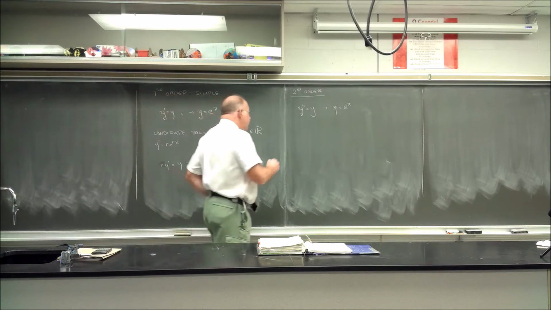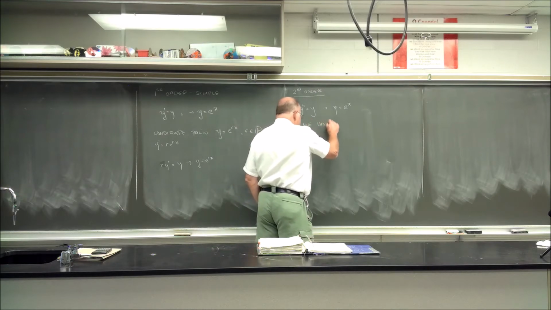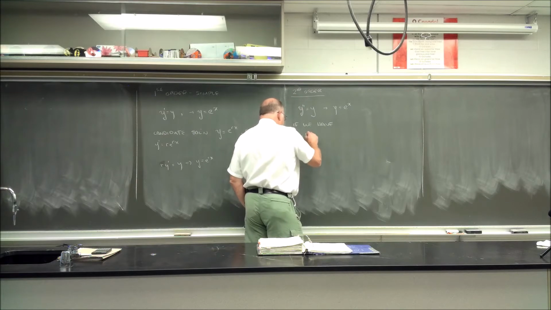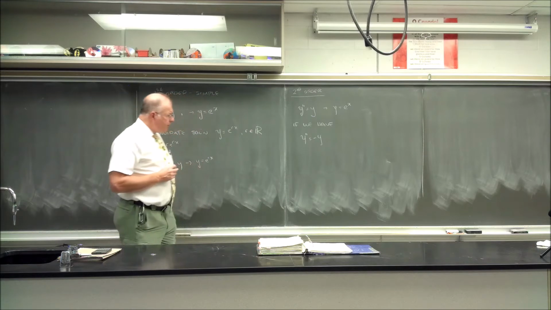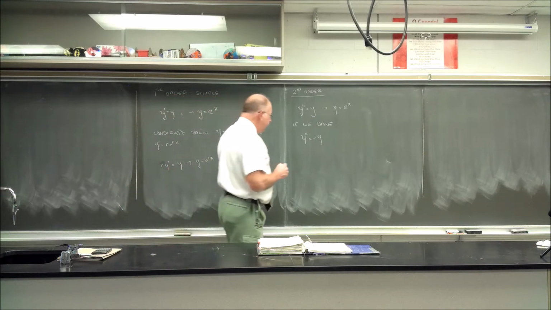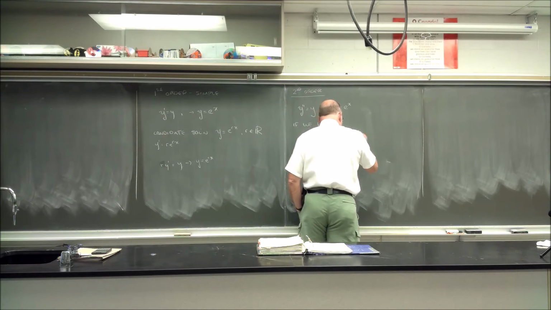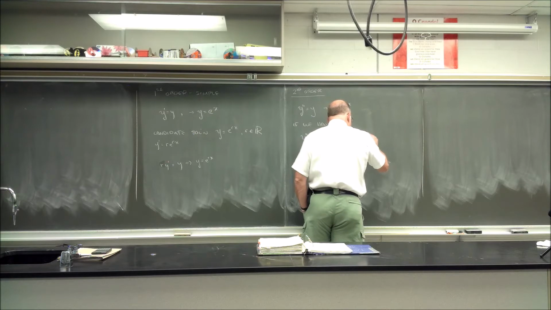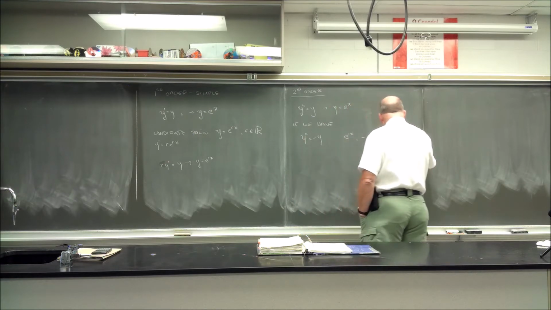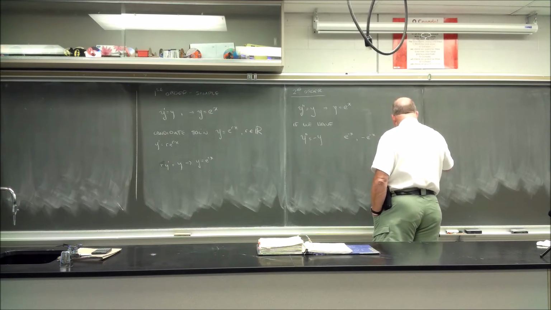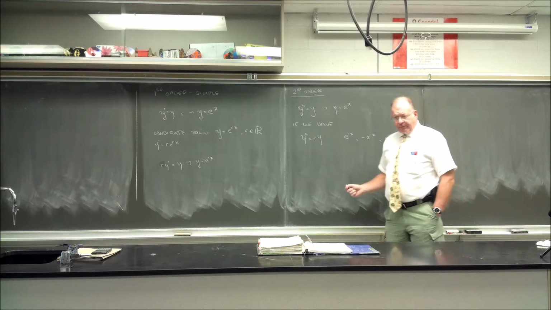Let's suppose we have y double prime is equal to negative y. It's a little difference, okay? Because if we had e to the negative x, then you'd have negative e to the negative x, and then you'd have e to the negative x. But this is distinct from negative e to the negative x. So it's not straightforwardly an exponential function.